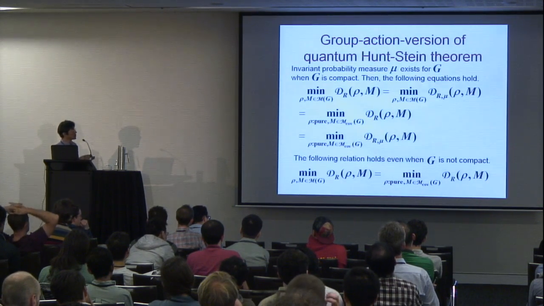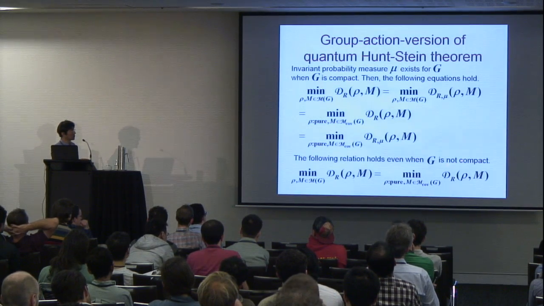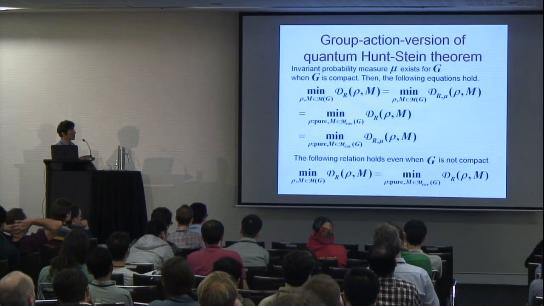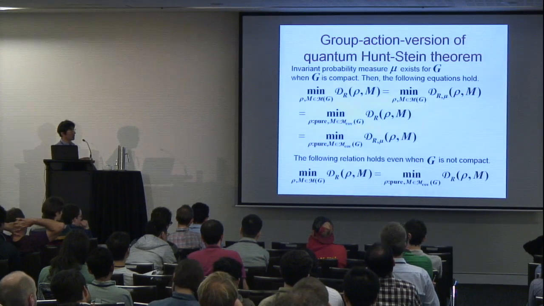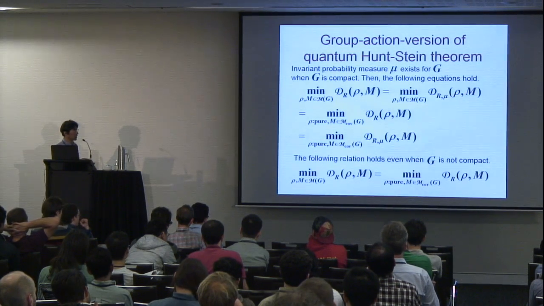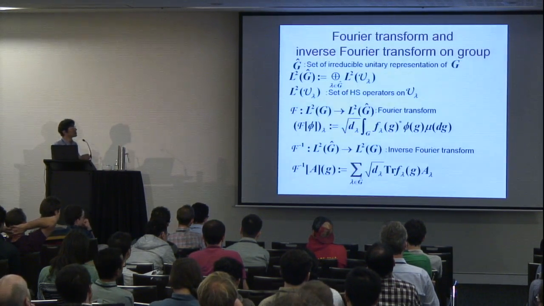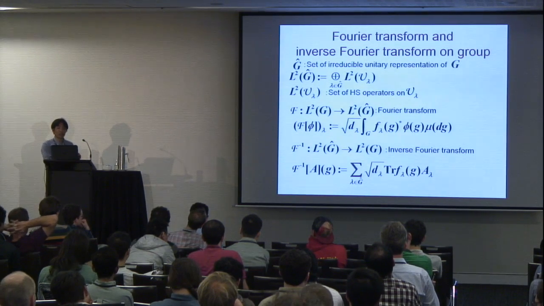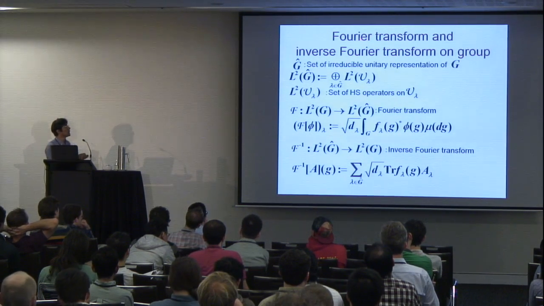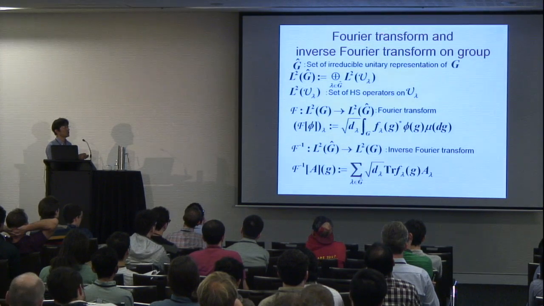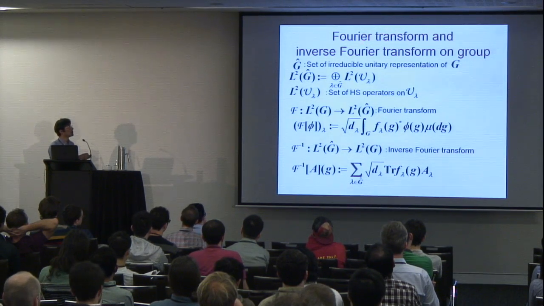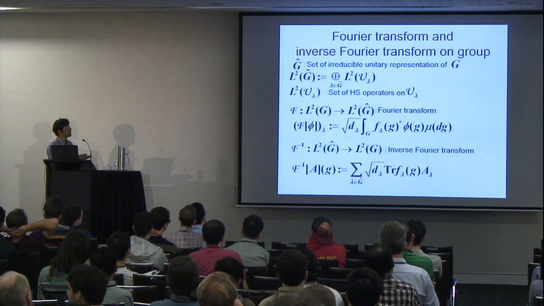Also, in that case, we assume that G is compact. If G is not compact, we cannot consider that invariant measure. In that case, we can only consider the minimax case. So now, in order to treat this problem, we employ the method of Fourier analysis. So we explain the Fourier analysis. This one is very mathematical, but it is very important.